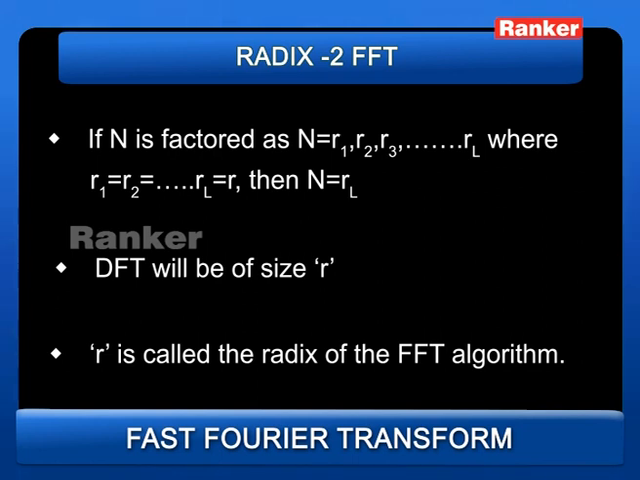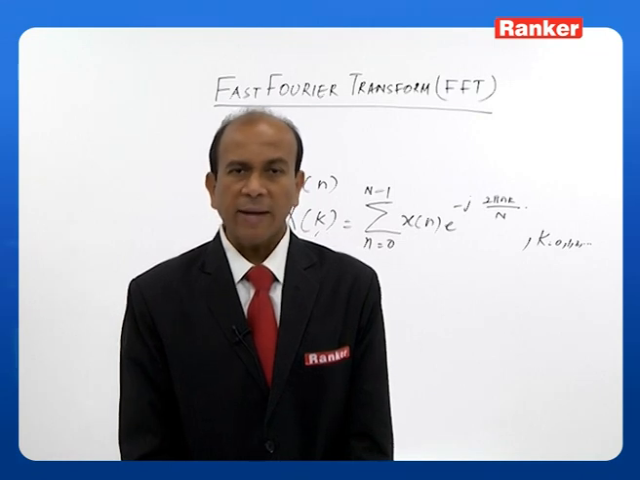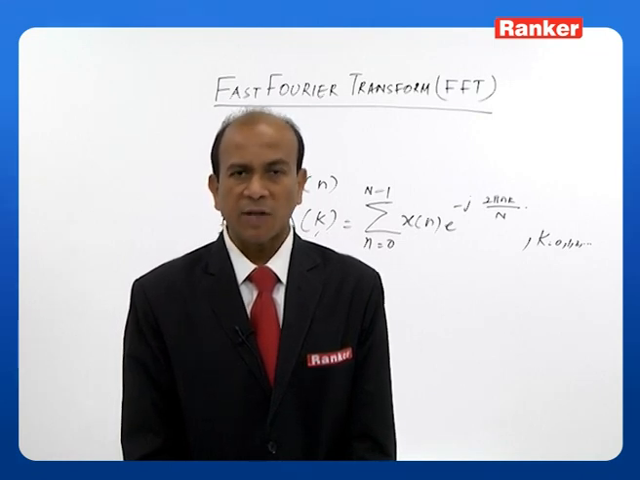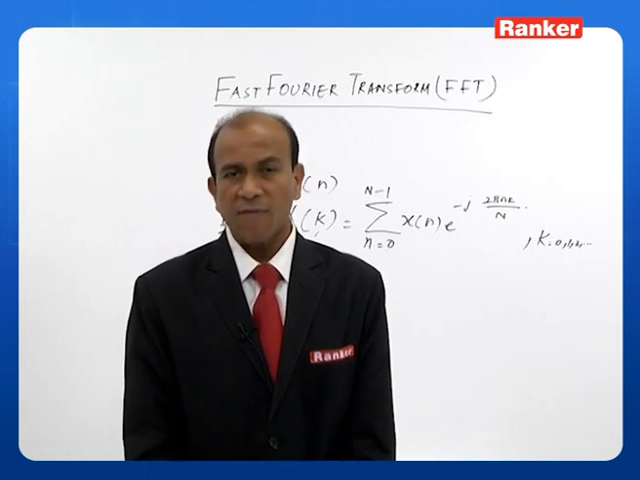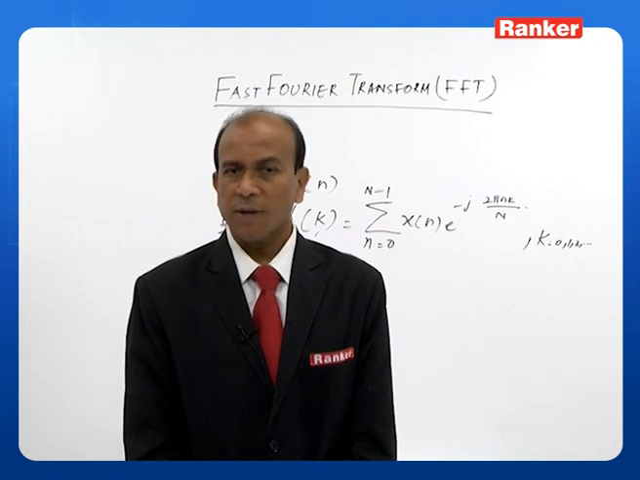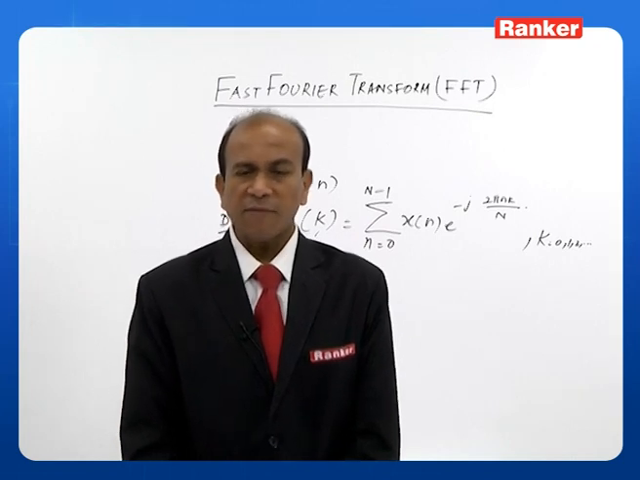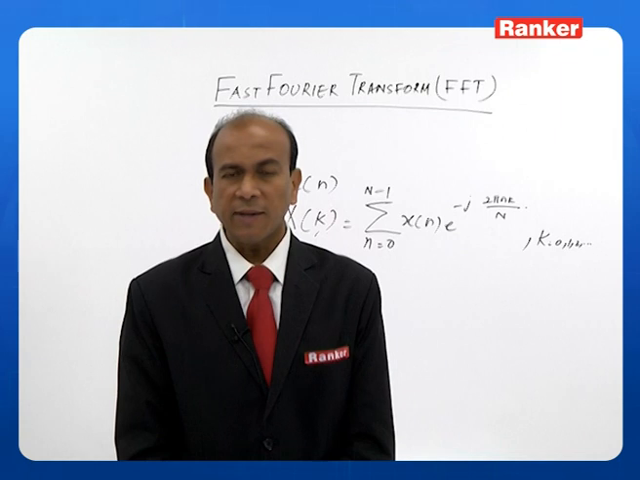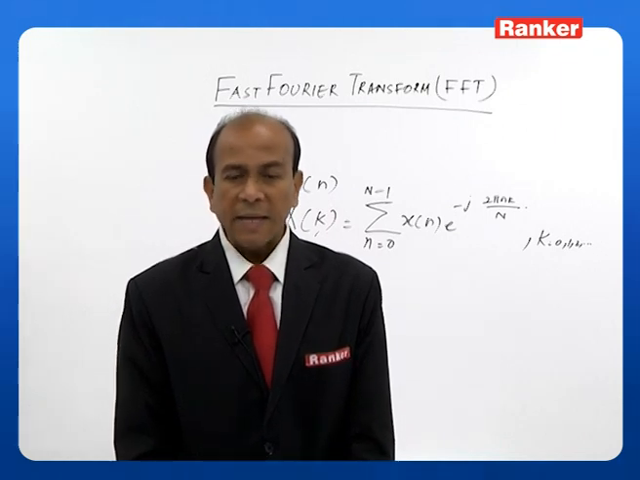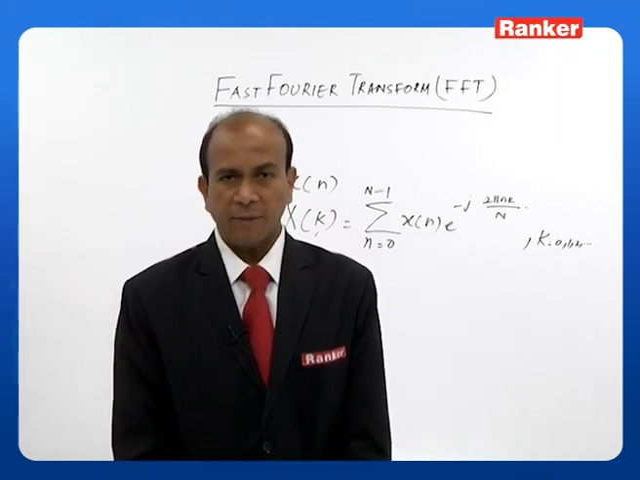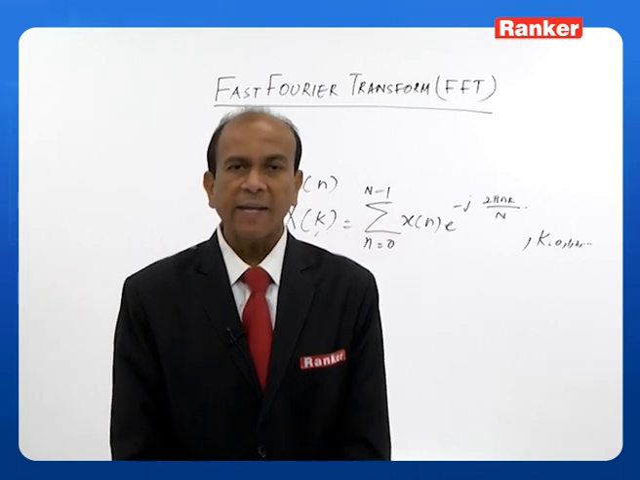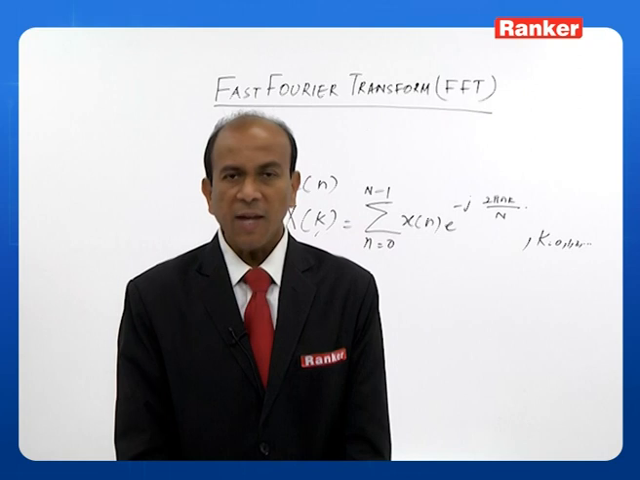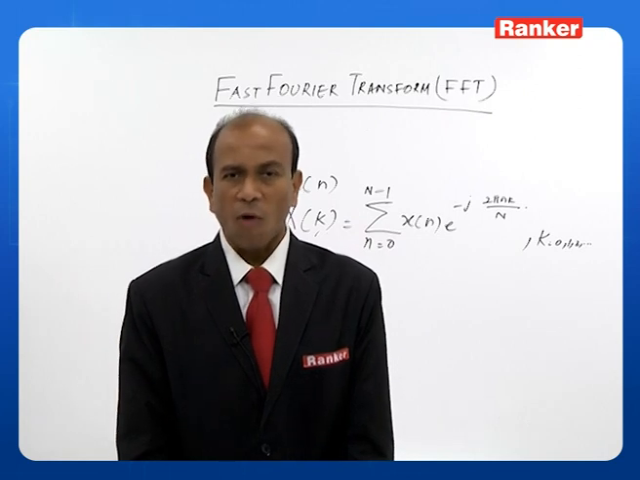So what are we doing? In fact, decomposition of n. So n can be written in terms of R1, R2, R3, R4, R5 up to, let us say, RL. What is the value of n? If R1 is equal to R2 is equal to R3 is equal to RL, if I put all of them equal to R, then n is nothing but equal to R to the power of L. Because the length of the sequence is L. So R is called the radix of the fast Fourier transform.